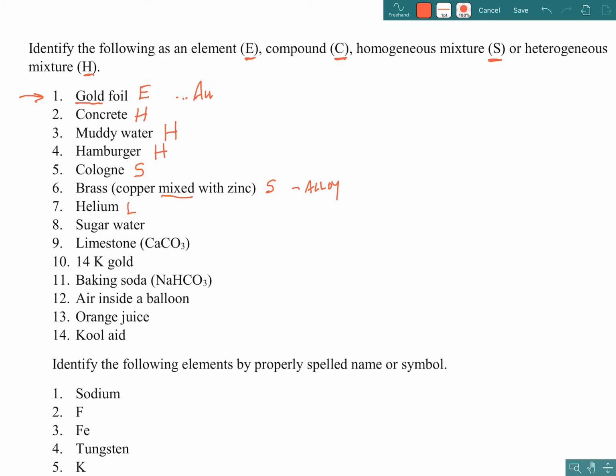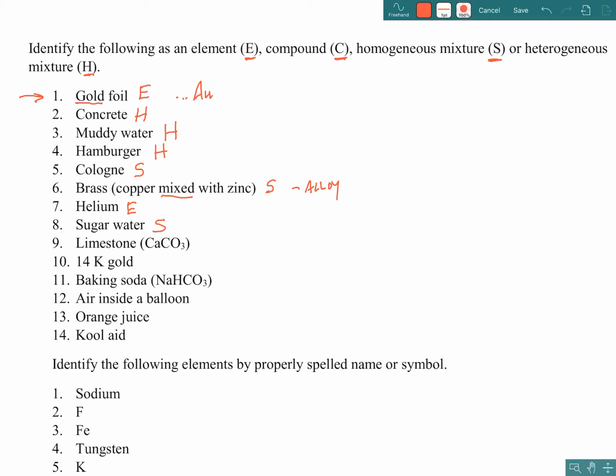Okay, helium. Okay, if you said element, good job. Helium is one of your 31 elements you should know. It's made out of one kind of atom. What kind of atoms are those? That's right, helium atoms.